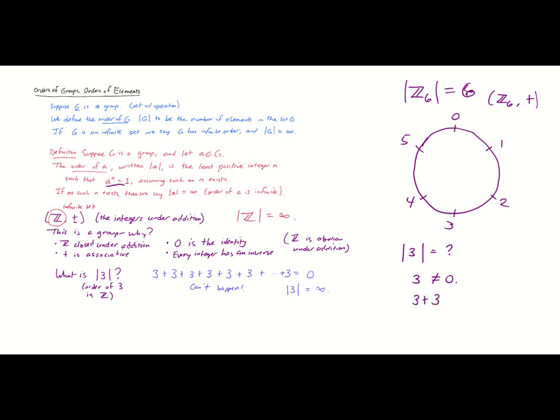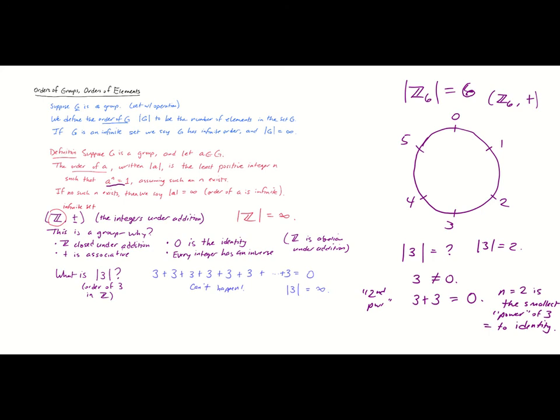But if I add 3 to itself, so this is sort of like taking the second power, then, let's just march along the clock here, start at 3, 1, 2, 3, I get back to 0, which is my group identity. So this means that n equals 2 is the smallest power of 3 equal to the identity, which means that the order of 3 is 2.